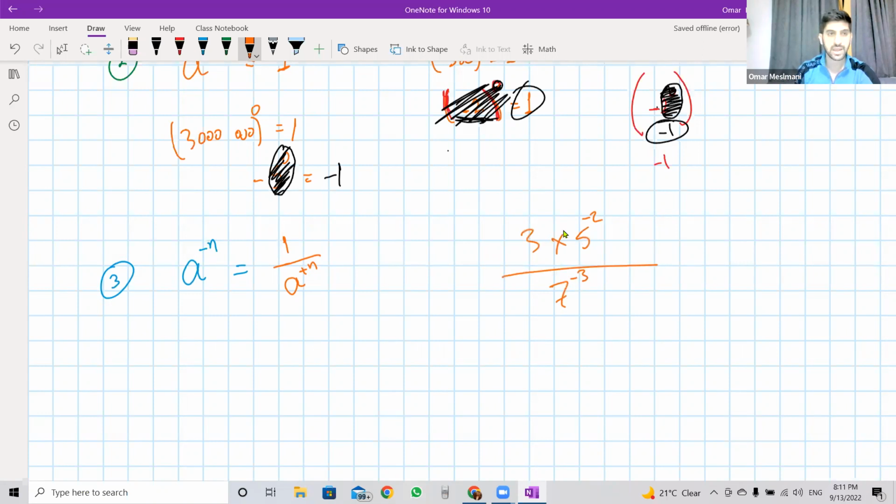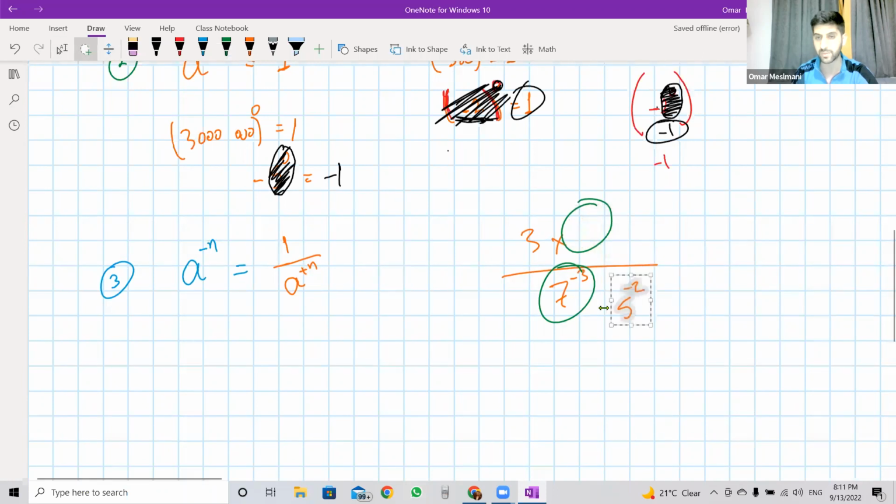Now, where are the negative powers? This one and that one. I'm going to deal with each of them individually. I will take the first one. If you have a negative power, take it from up to down. I'm moving it from numerator to denominator. Once you move it from numerator to denominator, change the sign.